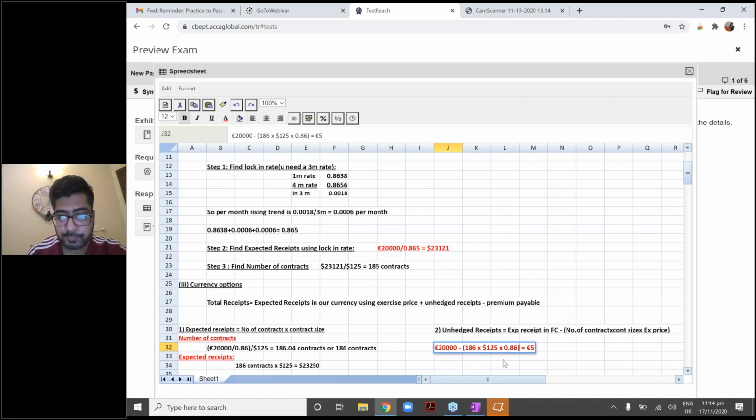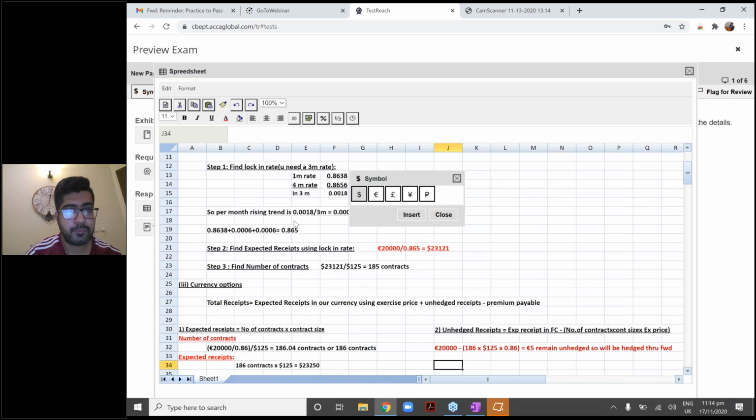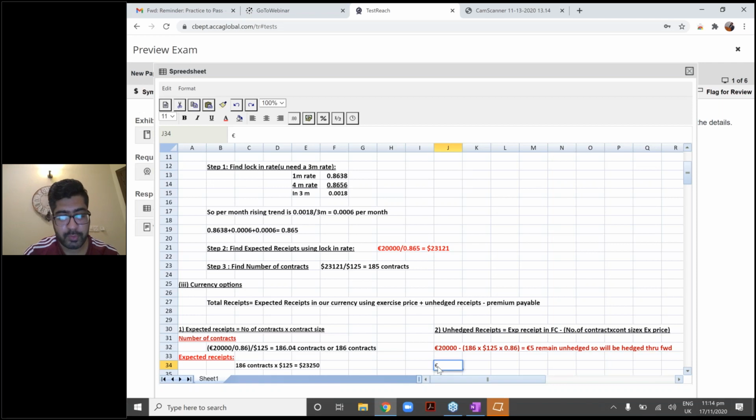And now, no technique is going to hedge this unhedged amount, 5 euros. So there is only one technique, forward exchange contract. You will hedge this 5 euros through forward exchange contract.